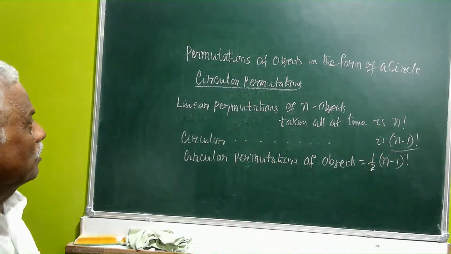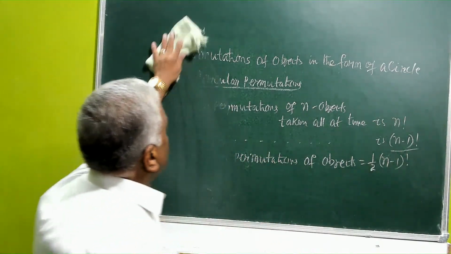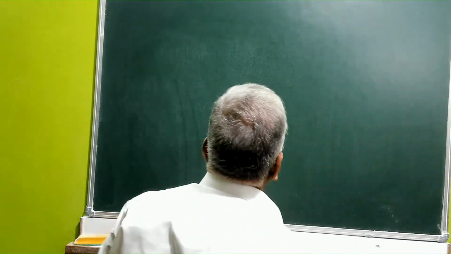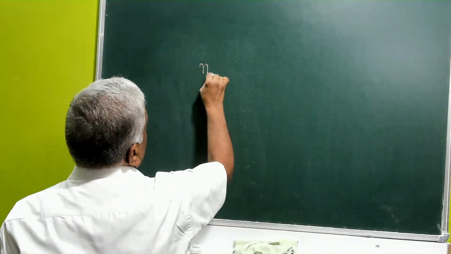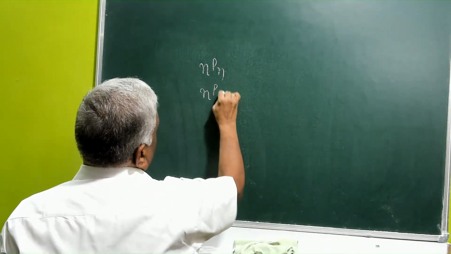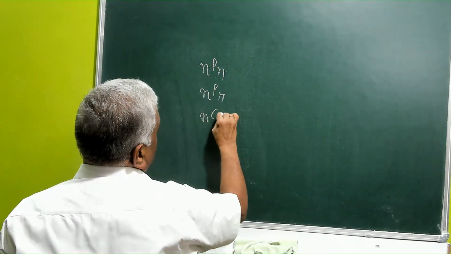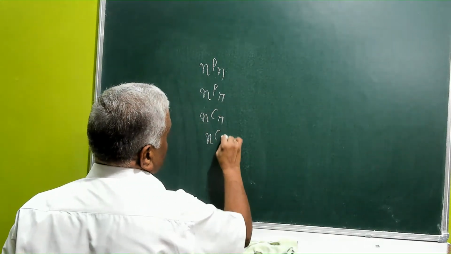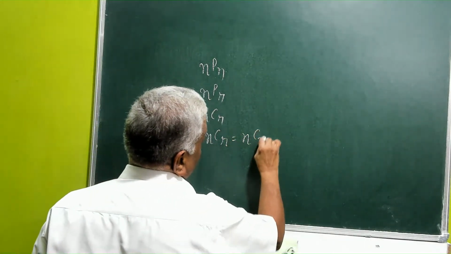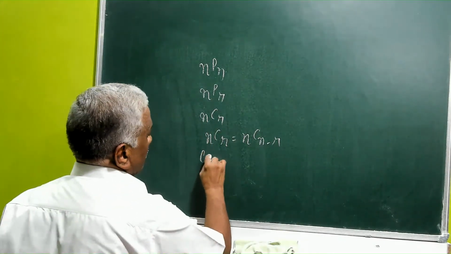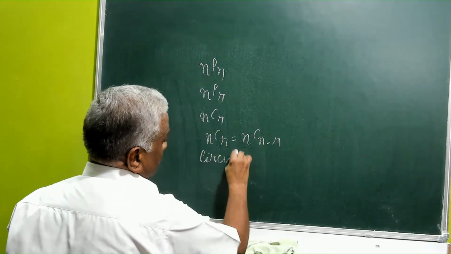So before we start the problems, let us recall what we have discussed. We have discussed about NPN, we have discussed about NPR, we have discussed about NCR, and we have also discussed about NCR is equal to NCN minus R, and we have also talked about circular permutations.